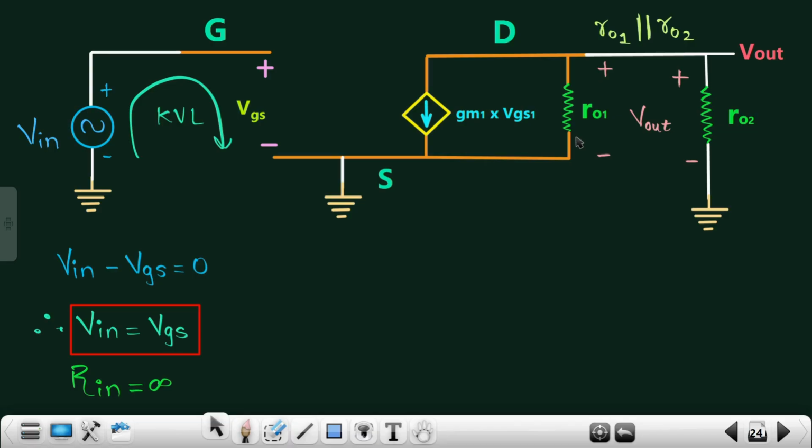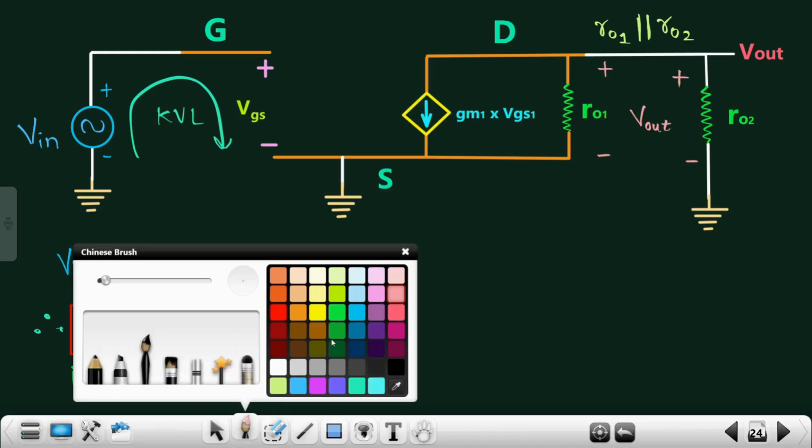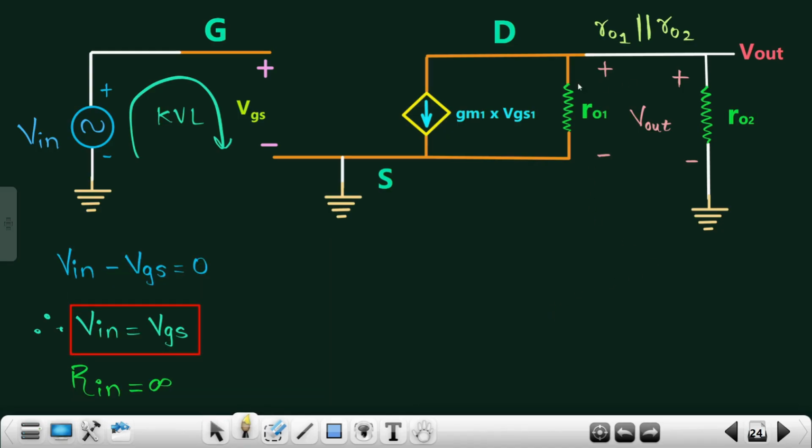Great. So what will be the current flowing through this particular part? It will be the same, I out. So I out will be equivalent to gm times VGS. One sec, so let's say this is my current I out.